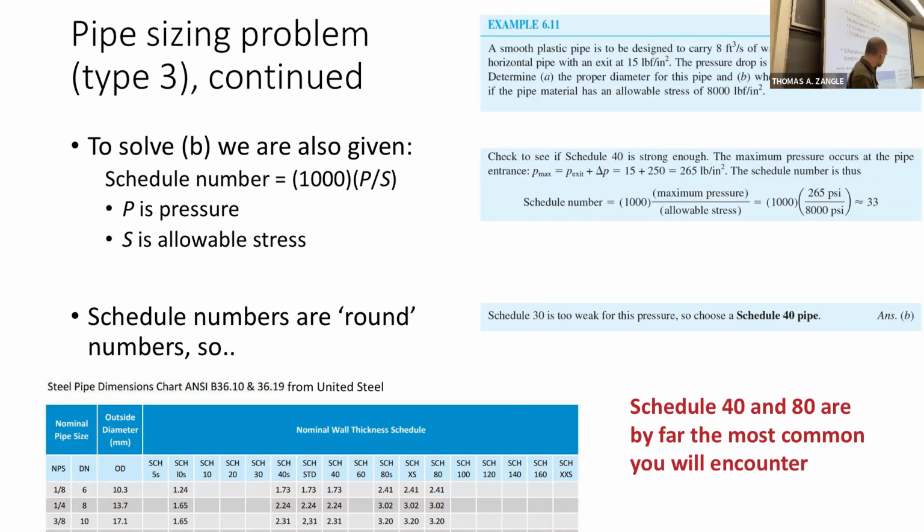So those are by far, even if you go to Home Depot or something, you're going to see schedule 40 and 80. But those are going to be by far the most common pipe strengths. Okay.